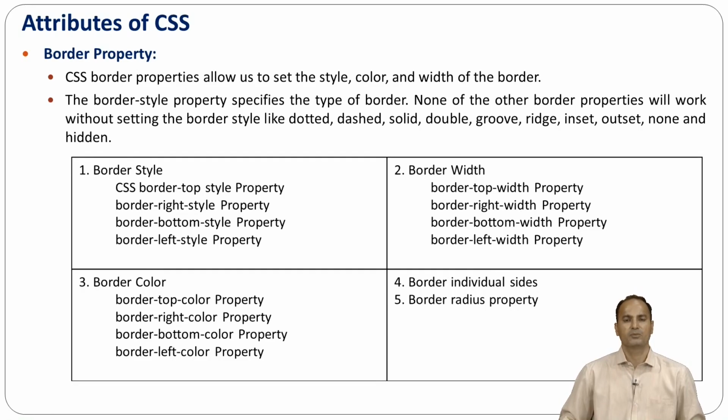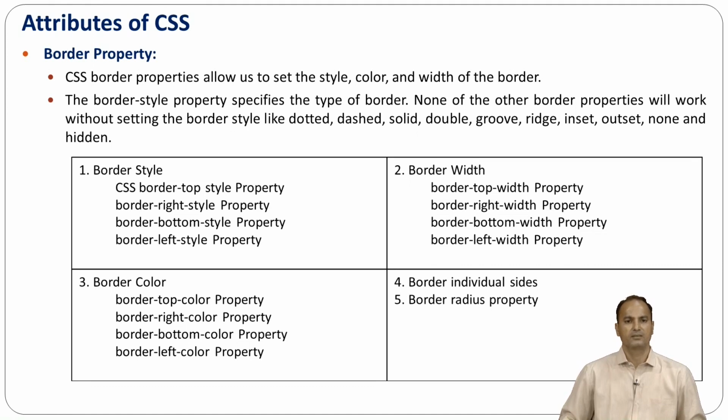So the CSS border property allows us to set the style, color and width of the border. The border style property specifies the type of border. None of the other border properties will work without setting the border style, like dotted, dashed, solid, double, groove, ridge, inset, outset, none and hidden. So there are 4 or 5 ways to set the border properties.